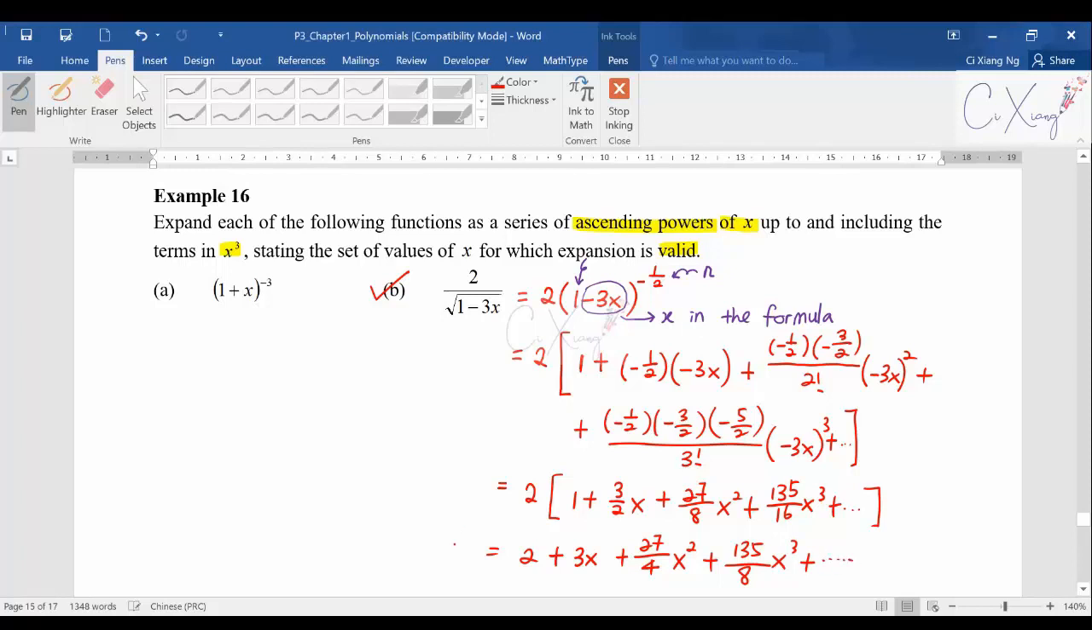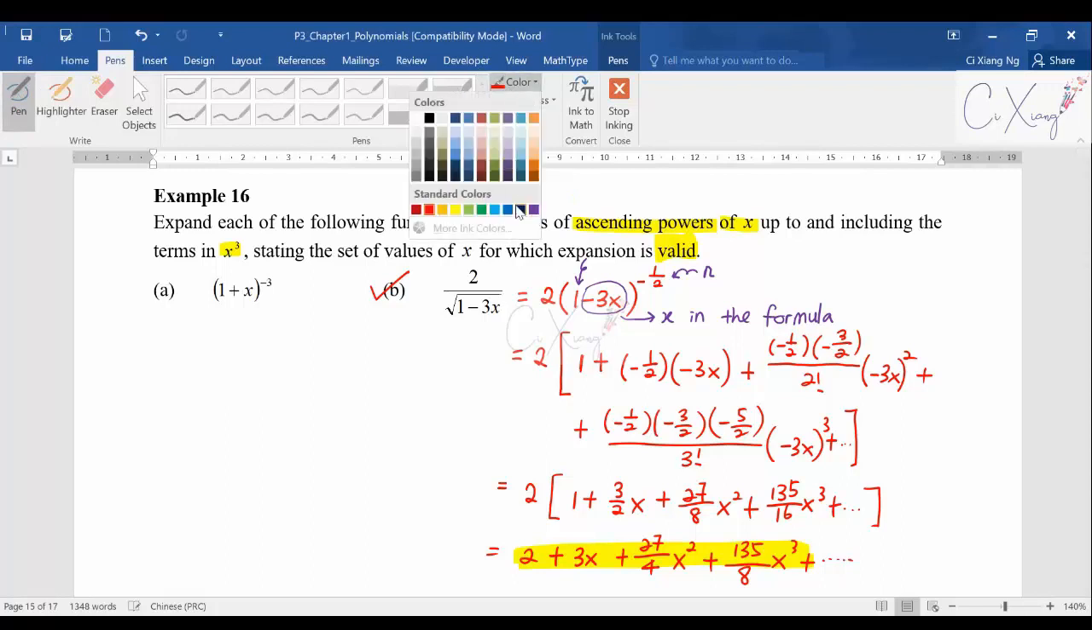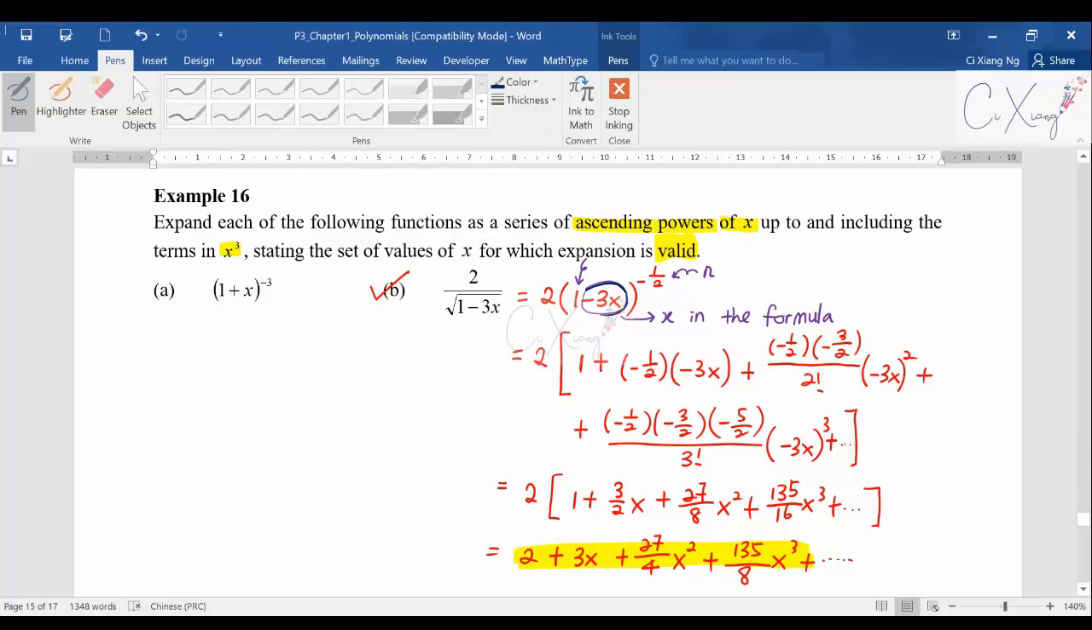Okay, so this is my final answer for the binomial expansion. After you've done the expansion already, what you need to do is write out the valid value of x. So again, to write out the valid value of x, you always look at the formula. This is the whole thing, the second term, right?